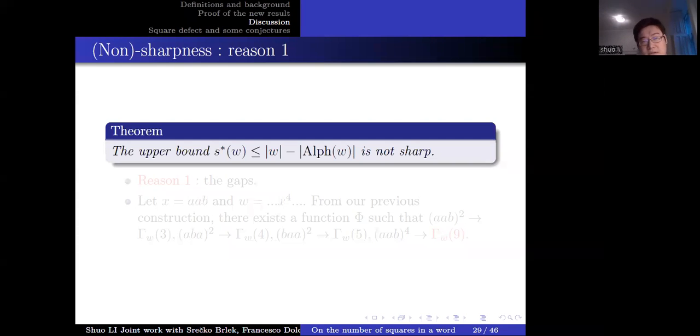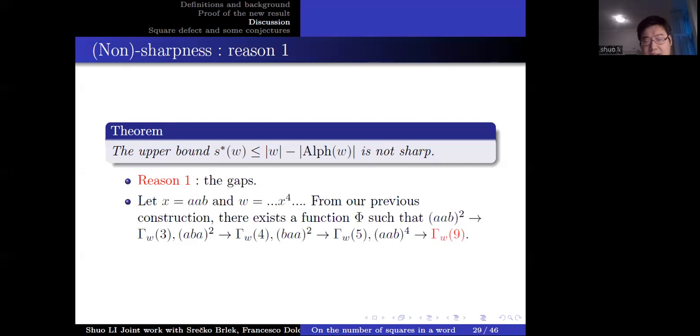So once we give a new upper bound of S star of W, the first question we may ask is, is this upper bound sharp? Well, the answer is no. The upper bound of length of W minus its alphabet is not sharp. In fact, there are three different reasons. First of all, there exist some gaps. Here, let me explain what I mean by the gaps.